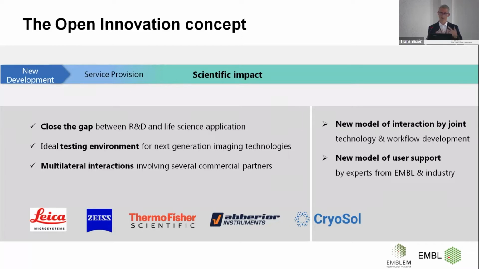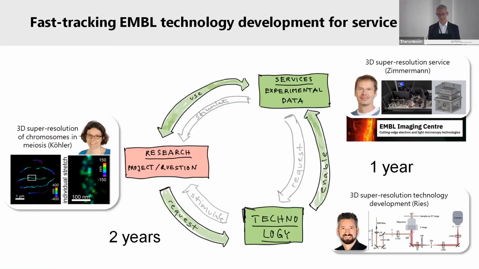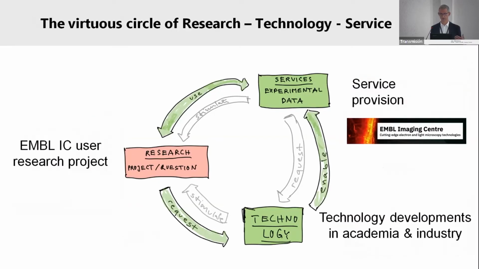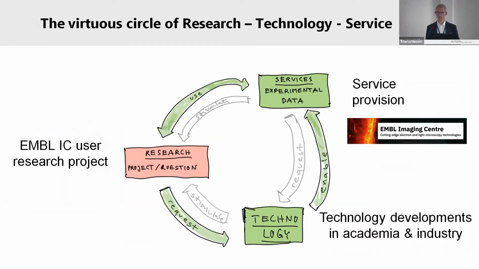So it's a bit of a new model: bringing technology in before it's commercial, already exposing it to life science applications, getting life science into the core design of the technology development from the start, and also working with multiple companies together so that we can promote the types of methods we want to have in 5 years for our research. That means fast tracking our own technology development in EMBL into service, but also fast tracking technology developments from academia and industry in general, by exposing them to the research user community quickly into service provision. And the service provision will come with new feedback for the next generation of development. So this becomes a reinforcing cycle.